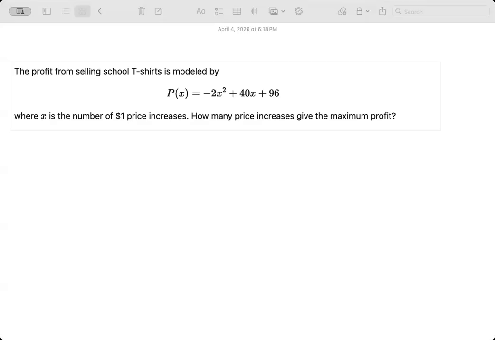Wait, I'm confused. What is the confusion? I found common factor, which is 2. x is the number of $1 price increases. Okay, common factor is 2. Correct. Take it out. And then it becomes x square plus 20x plus 48. Find out factors of 48 whose sum is 20.